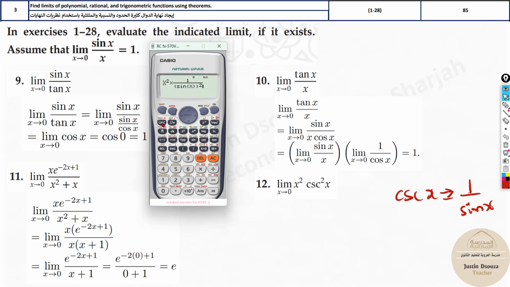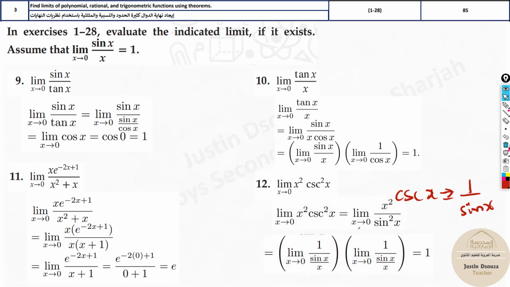Now calculate, it's in radian mode, so calculate at negative 0.0001. What's the answer? It's 1. Let me calculate it at positive 0.0001, and again it is 1, so that is the answer. So it's very, very simple.